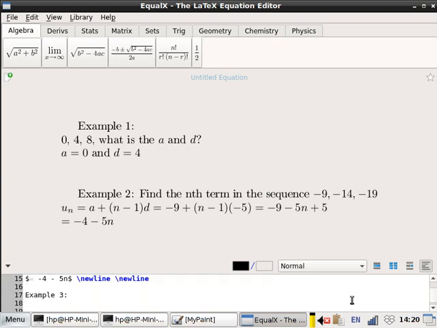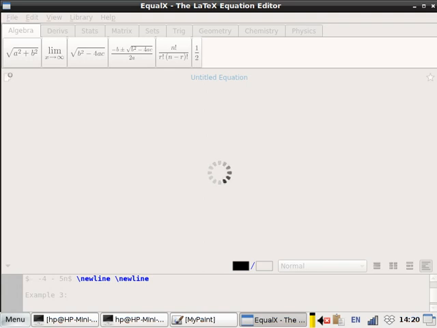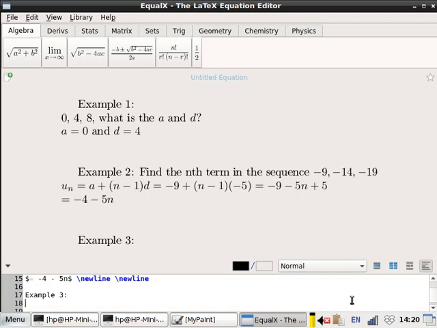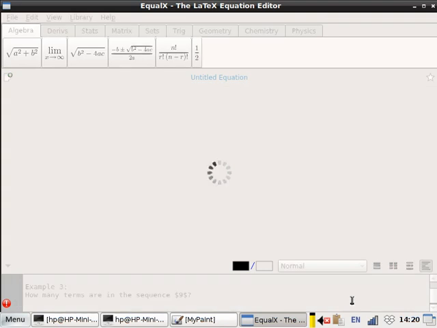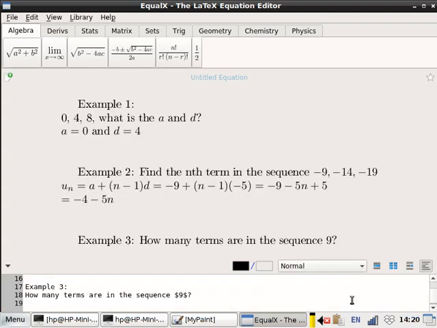Example 3. So what we'll have a look at now is not quite working out the a, but working out the n. So that is how many terms are in the sequence. 9, 18, 27, dot, dot, dot, all the way up to 126.